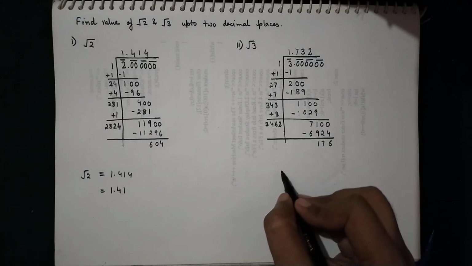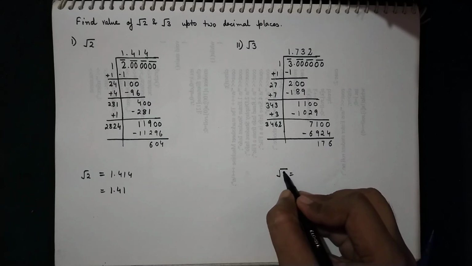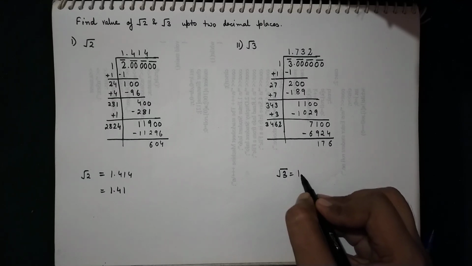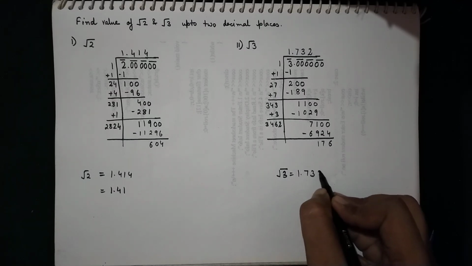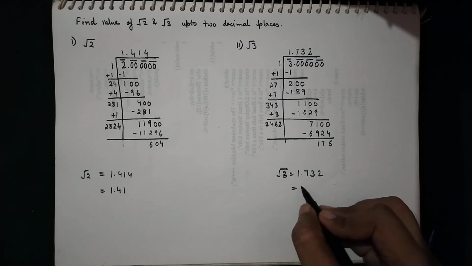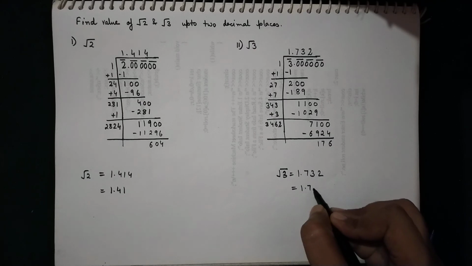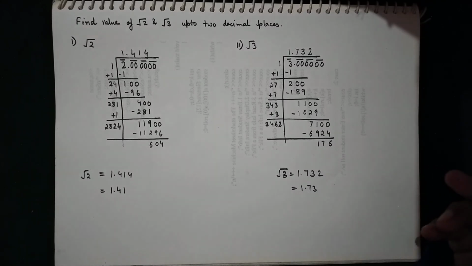Now here again, root 3 equals 1.732, and on rounding off to two places you will get 1.73 only, because 2 is less than 5. That's all in this video. Thank you.